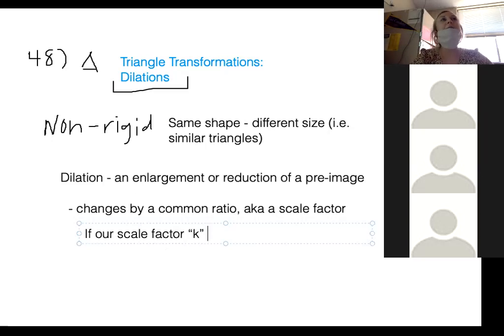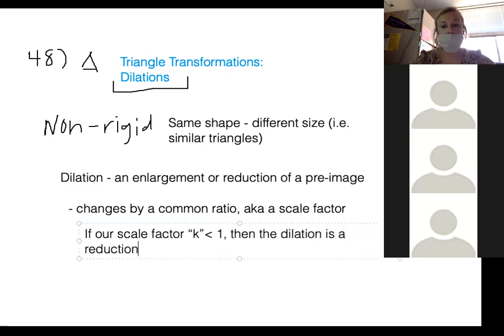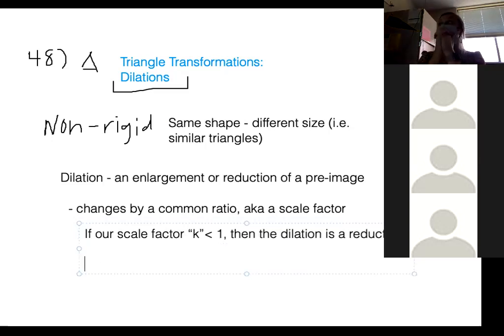If our scale factor is a fraction, so think about it. If everything is changing by a fractional amount, do you think we're making the shape bigger or smaller? Smaller. If you multiply something by a fraction, aren't you making it less? Like if I have 4 markers and I multiply them by 1/2, that means I'm cutting them in half, right? So now there's only 2 in each group. You make it smaller. So if our scale factor K is less than 1, then the dilation is a reduction. Is everybody okay with that?